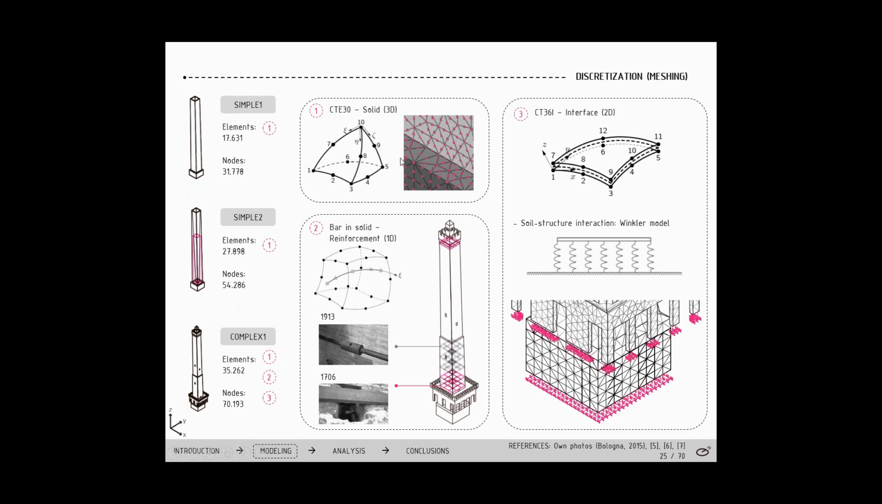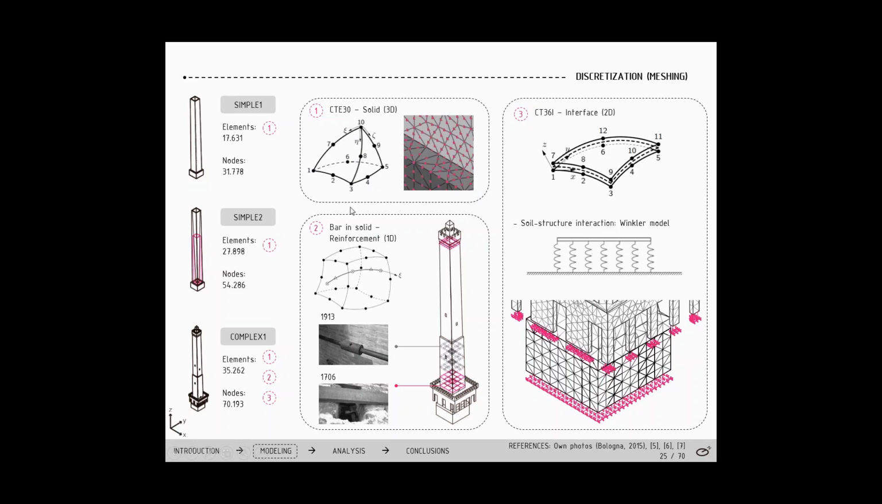For the discretization of the solids, we chose the CTE30 element, which is a 10-node, 3-side isoparametric solid tetrahedron element. The mid-side nodes on each side, here, here, here, here, and here, affect the interpolation because it's a quadratic equation.